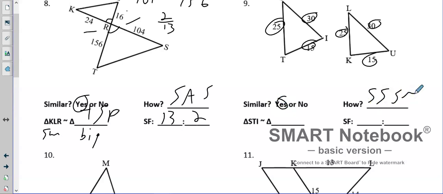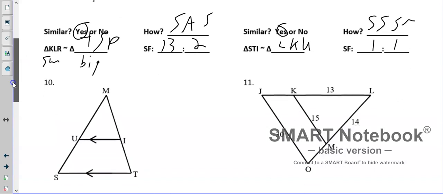And with STI, we're going to go LKU. We're going to go in the same order. And the ratio is just 1 to 1. They're congruent and similar. So it's a special little triangle.